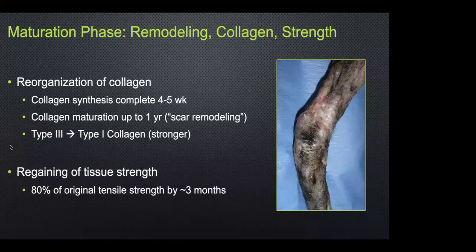Regaining of tissue strength also occurs during this phase. So typically a wound does not regain 100% of the native strength pre-wounding. However, it tends to regain up to 80% of that original tensile strength, and that can occur roughly 3 months in, or sometimes a little bit longer.